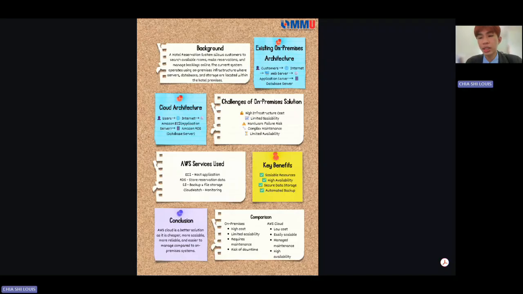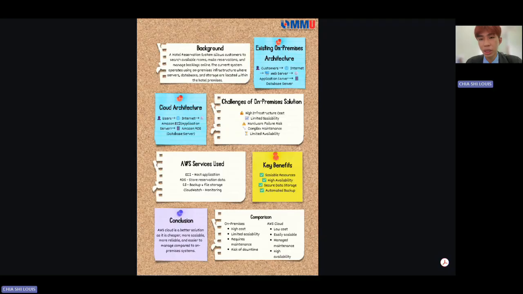The first challenge is high infrastructure cost. Organizations need to purchase servers, networking equipment, storage devices, and software licenses, which require a large investment. The second challenge is limited scalability. If the number of users increases, the organization must purchase additional hardware, which can be expensive and time consuming.